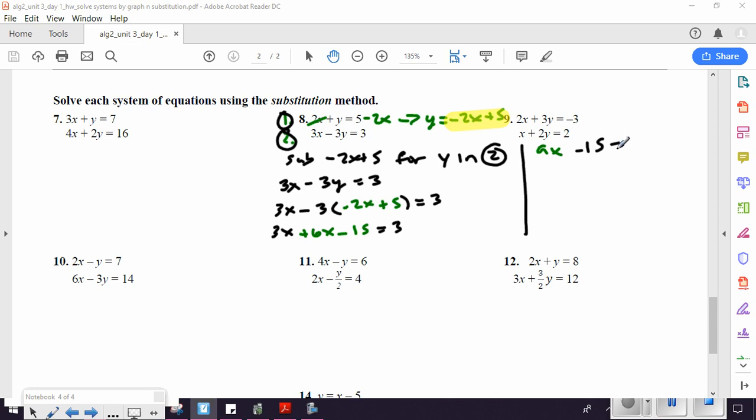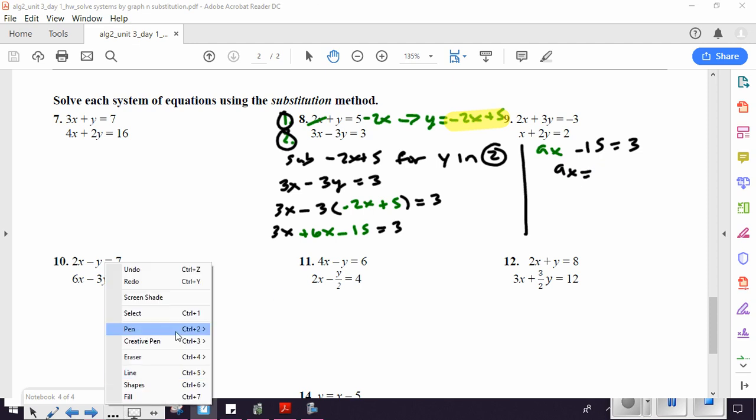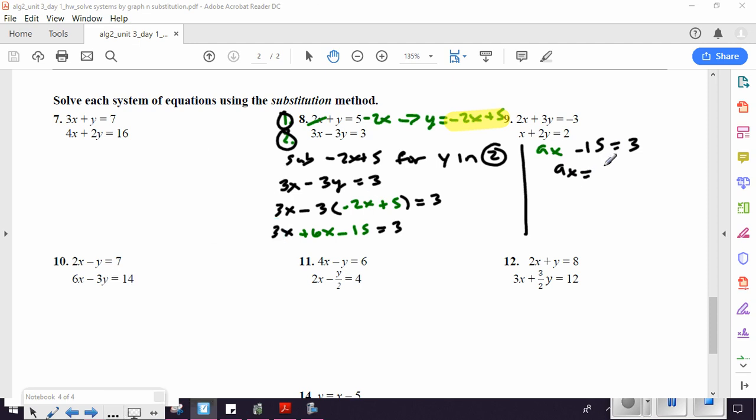Minus 15 equals 3. Then I would add 15 to both sides. So I would get 9x equals 18. Divide both sides by 9. You get x equals 2.